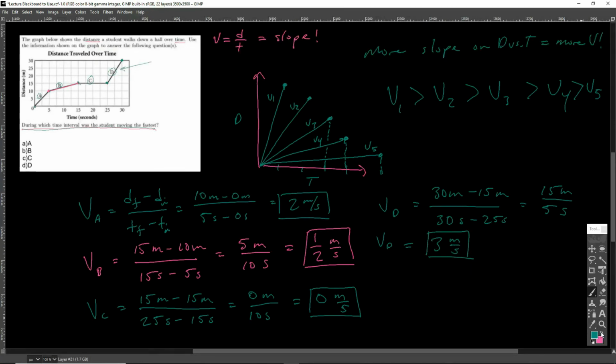Okay? So you could have calculated either way. You could have looked at the slope and seen, okay, this is the steepest line on a distance versus time graph, so it has to have the highest velocity. Or you could have just literally calculated the velocities at each point and realized that the velocity in section D is the greatest.